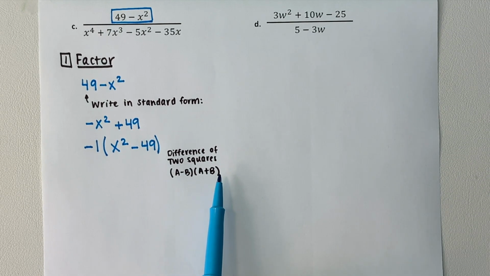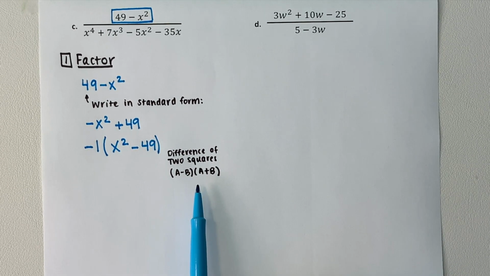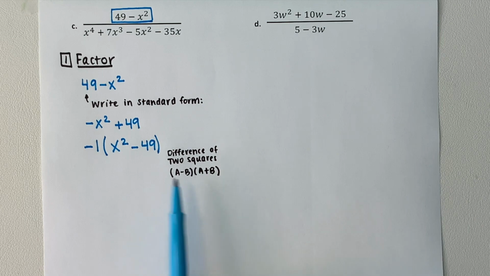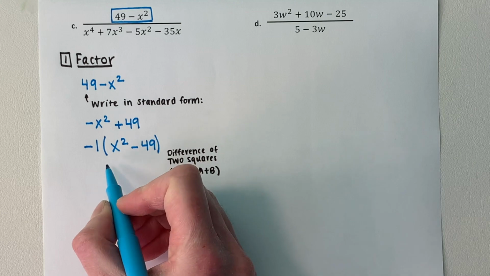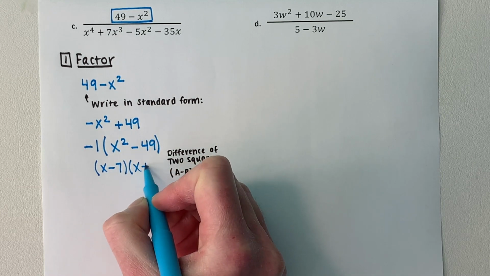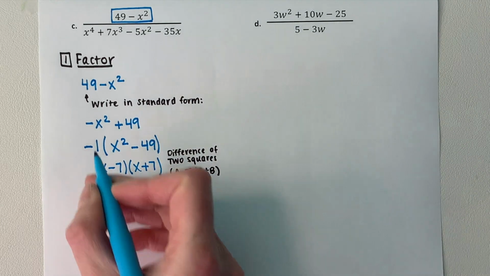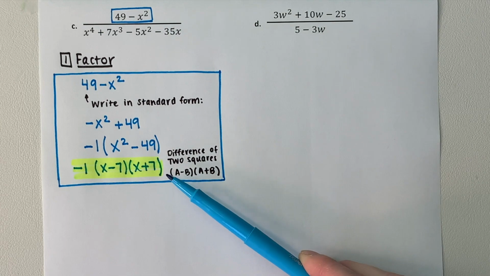Now again, in this video, I'm going to factor pretty quickly since we've had so much practice factoring. But if you'd like an introduction or review of how to use the difference of two squares formula, please watch my chapter 4.6 video. If we use the difference of two squares formula to factor this binomial, that will give us x minus 7 times x plus 7. And then we need to make sure to include our GCF, negative 1. So we've factored the numerator right here.